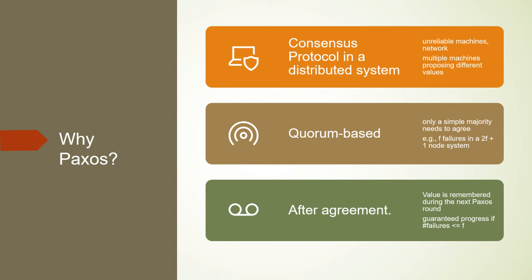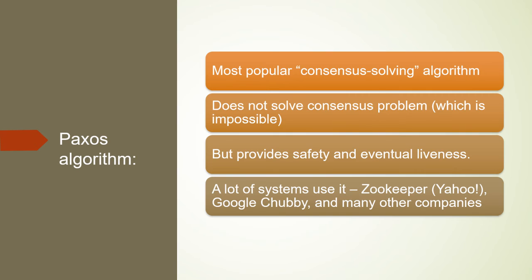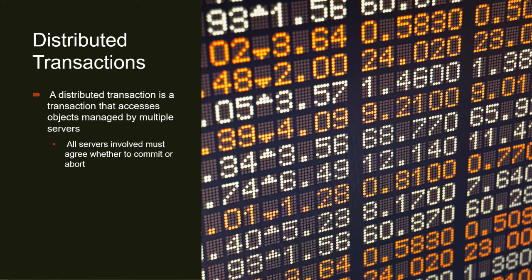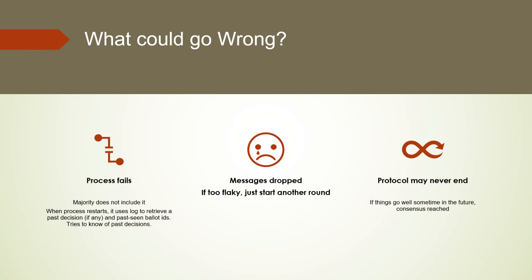Moving on to the advantages, which are that it provides safety. That means once the proposal is accepted, any other process will not have access until and unless this process completes. The second one is eventual liveness, which means that if things go well sometime in the future, there is a good chance that consensus will be reached, but there is no guarantee. It also reduces the load as there are many servers as opposed to one, so the load is balanced and there is no bottleneck.